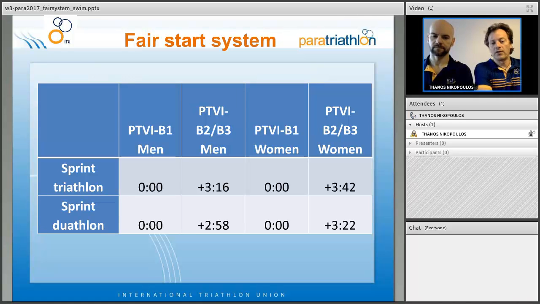As you may know already, in some of the classes we have different start times for different athletes within the same sport class. What used to be the PT5, the athletes with vision impairment, is now called PTVI, and we have three subclasses, B1, B2, B3. The athletes who are B1, which are totally blind, start with a certain amount of time of advantage, and it varies by gender. In the same manner, we have now calculated a difference in start time for the PTHC, the hand cycle.